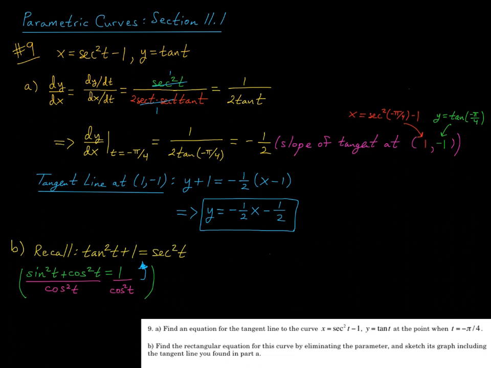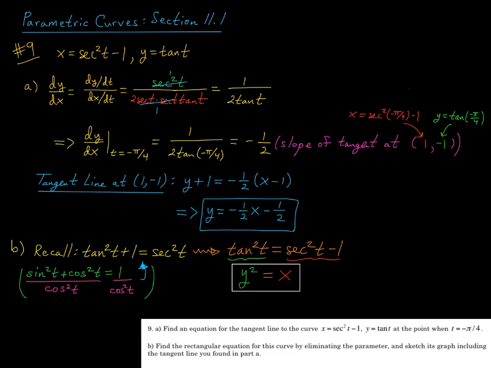Well, first note that I can rewrite this equation if I subtract 1 from both sides, and I have that tangent squared of t is equal to secant squared of t minus 1. And see, what's tangent squared of t in terms of x and y? Well, y is tangent of t, and so tangent squared of t is just y squared. What about the right-hand side? Secant squared of t minus 1? Well, that's just the x-coordinate. So, in turn, I conclude that y squared is equal to x. This is a rectangular equation for the curve described by these parametric equations.